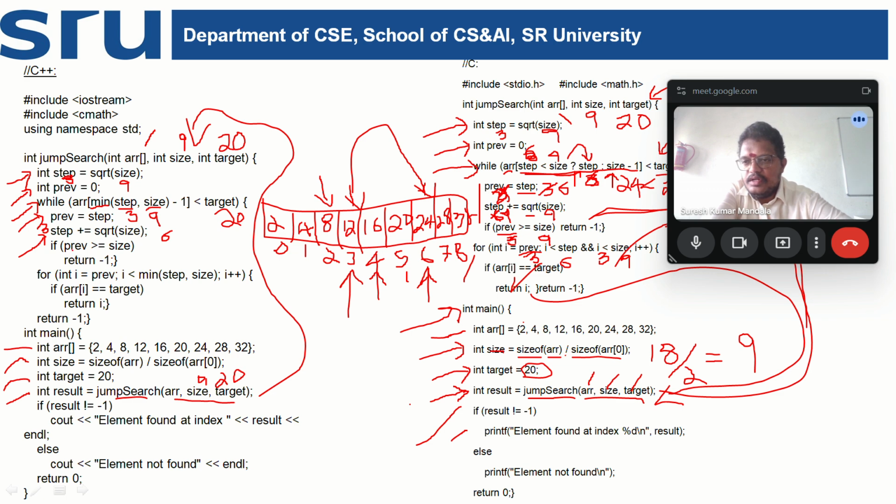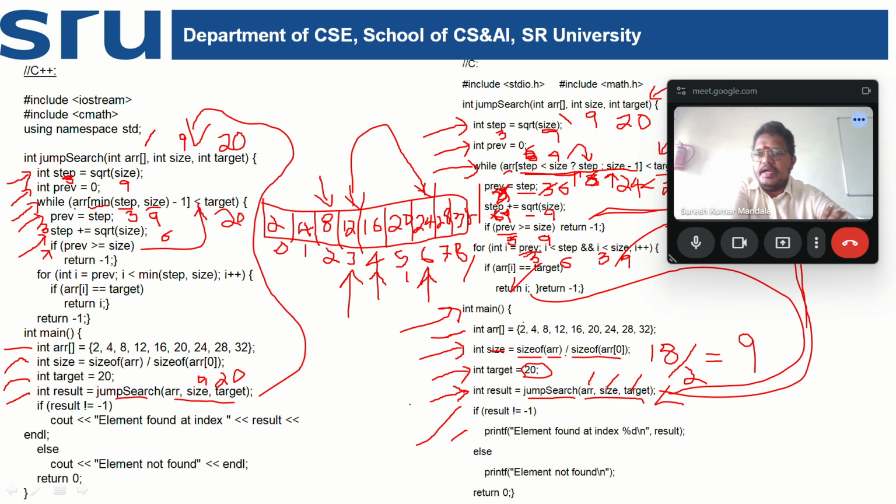Here, coming to the if condition. What is the previous value? 3. Is 3 greater than the size 9? The condition is false. When the condition is false, control jumps from here back to the while loop.